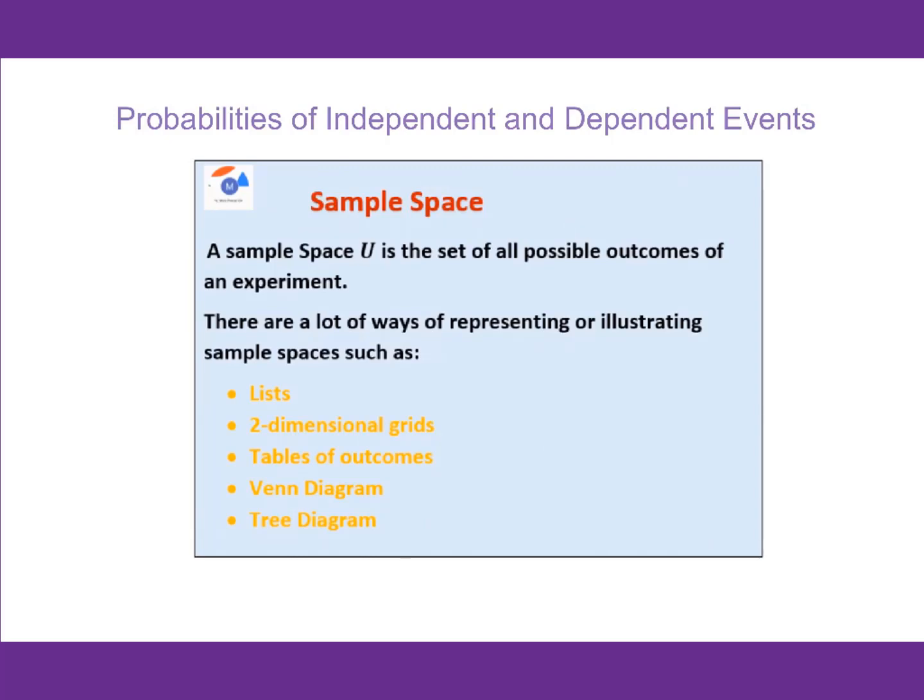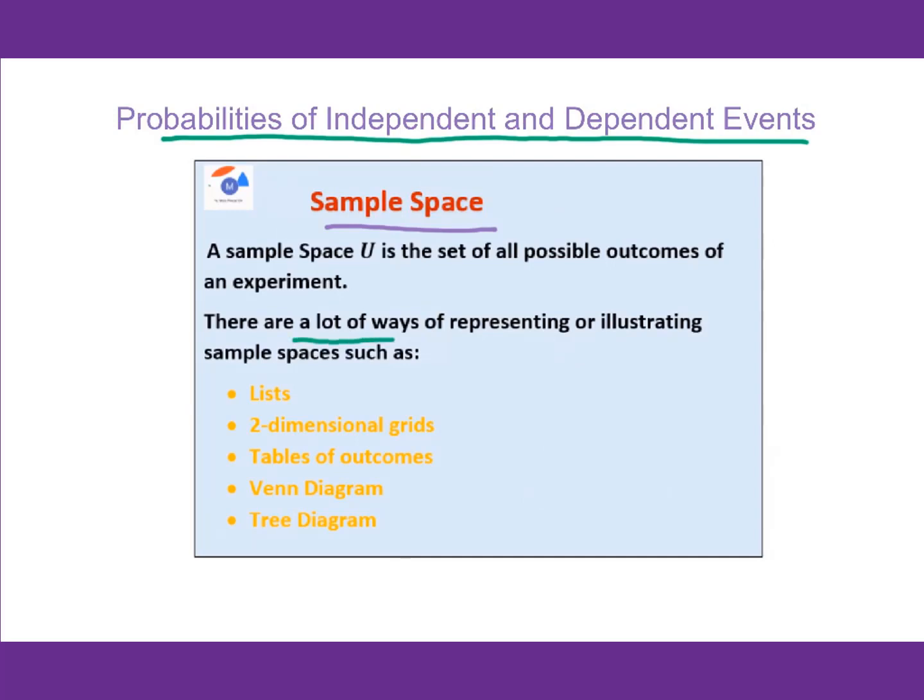This video is about probabilities of independent and dependent events. First of all, let's talk about sample space. A sample space U is the set of all possible outcomes of an experiment.